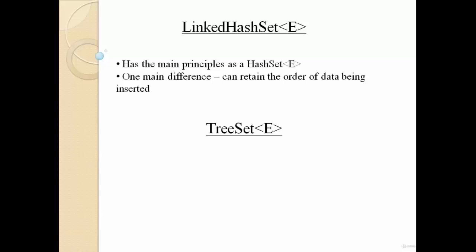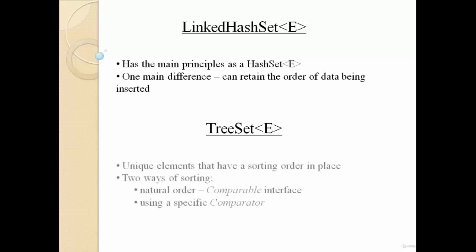A TreeSet, on the other hand, is capable of storing unique elements in a sorted order. This sorting mechanism can be created in two ways: natural order, where objects in the TreeSet implement the Comparable interface, or using a specific Comparator. If neither of these two ways of sorting is used, basically if you don't specify a sorting way for the TreeSet, we will receive a runtime exception on adding the first element to the collection.